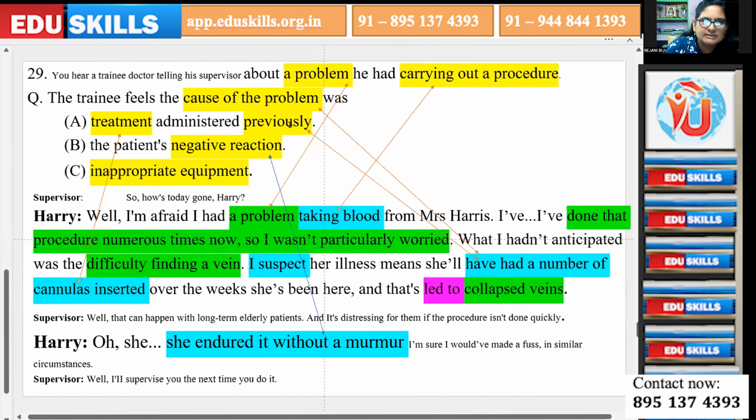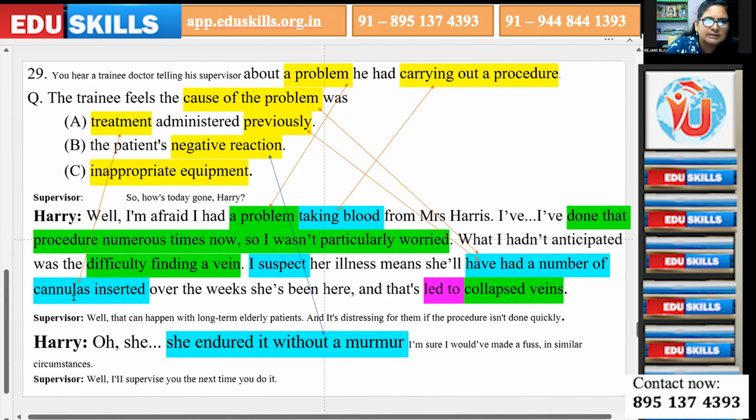So previously, here the expression previously: have had a number of cannulas inserted means inserted a number of cannulas previously, right? Yes. Treatment, actually it is not a treatment. Sometimes it's not used as a medical term here. In OET English language we have to understand that sometimes the exact meaning of medically used terms may be used in another way. Here treatment actually is not a treatment, we know it's a procedure, right? So they are telling about treatment: cannulas insertion administered previously.